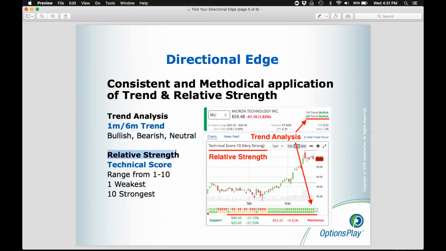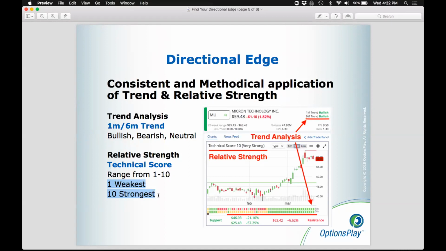The second piece we have is relative strength. We tell you what's called a technical score, and this will range from 1 to 10. It's available to you on your platform right above your historical chart, and it'll tell you how strong a stock is, and it'll rank it from a score of 1 to 10. 1 means these are the weakest stocks in the market. These are stocks that are severely underperforming the S&P 500. The 10s are the strongest stocks in the market. These are the stocks that are outperforming the S&P 500 by a wide margin. So this allows you to quantify whether a stock is outperforming or underperforming, and by how much.